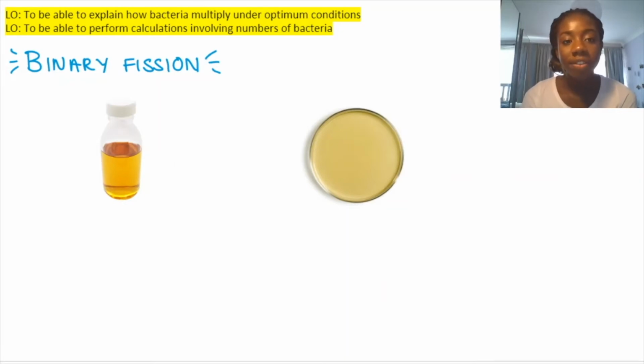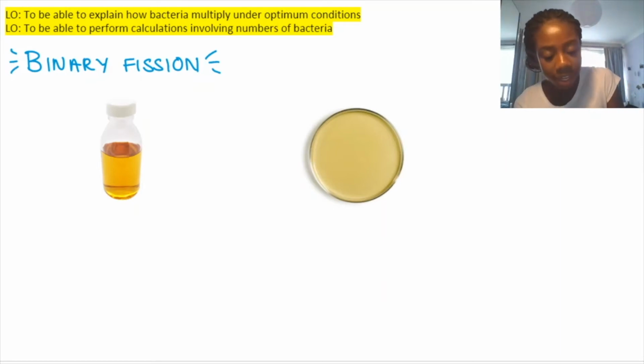As we mentioned previously, they only carry out this process if they have the right nutrients and the optimum temperature and generally the correct conditions. And we can use these two substances or pieces of apparatus in order to do that within the lab. So the first one we have here on the left is the nutrient broth.